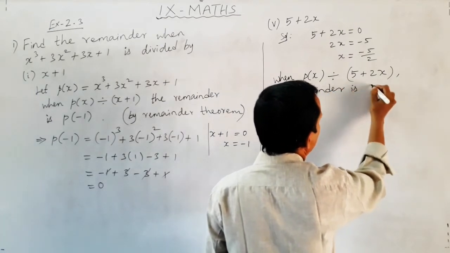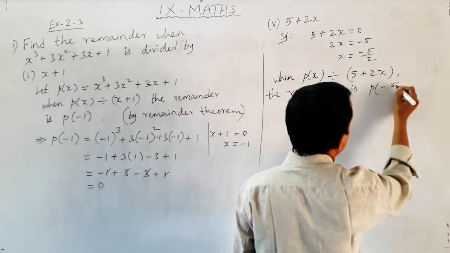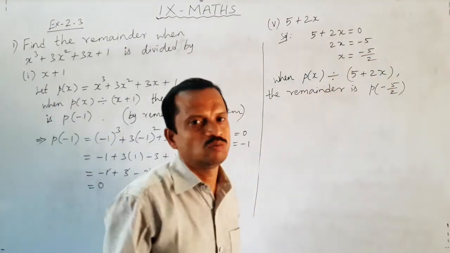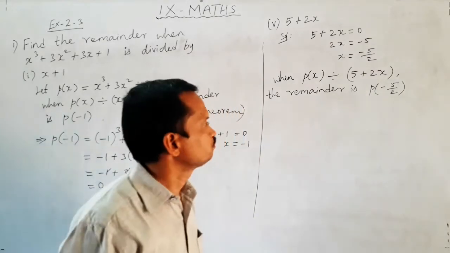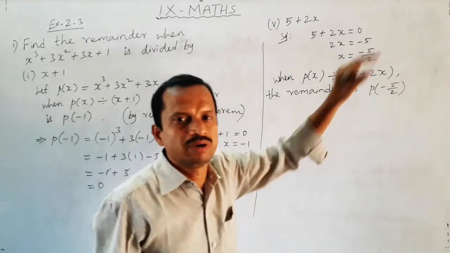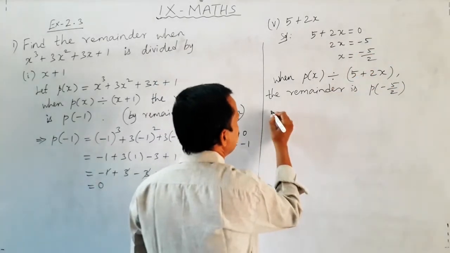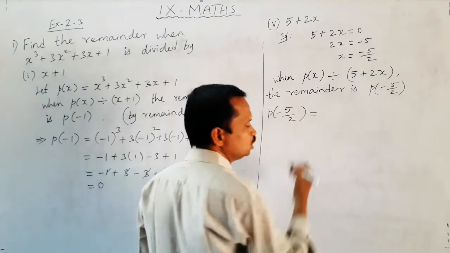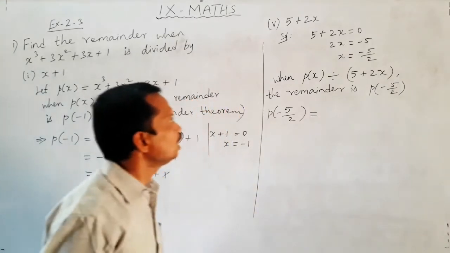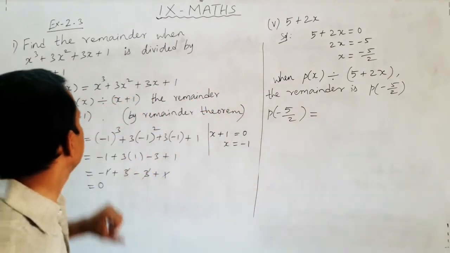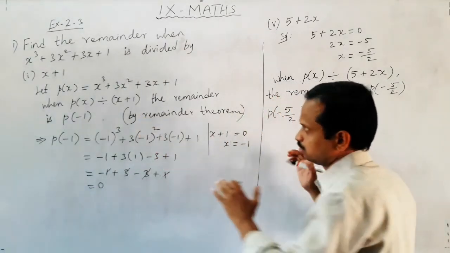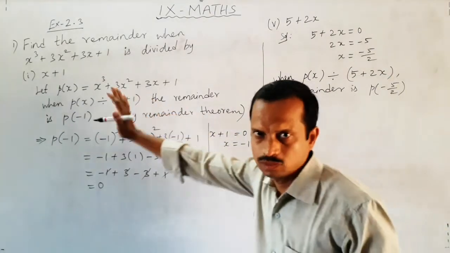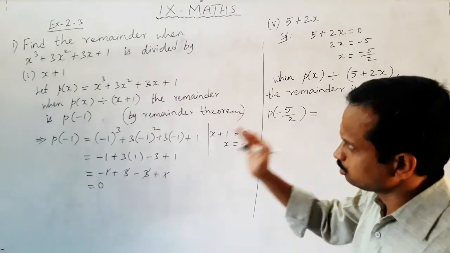is p of minus 5 by 2. So whatever value you get for x, the variable, you have to put like this: p of minus 5 by 2. To find the remainder, p of minus 5 by 2 is equal to, you have to substitute in the polynomial p of x. What is there? Here, the same problem. So here I will take p of x.